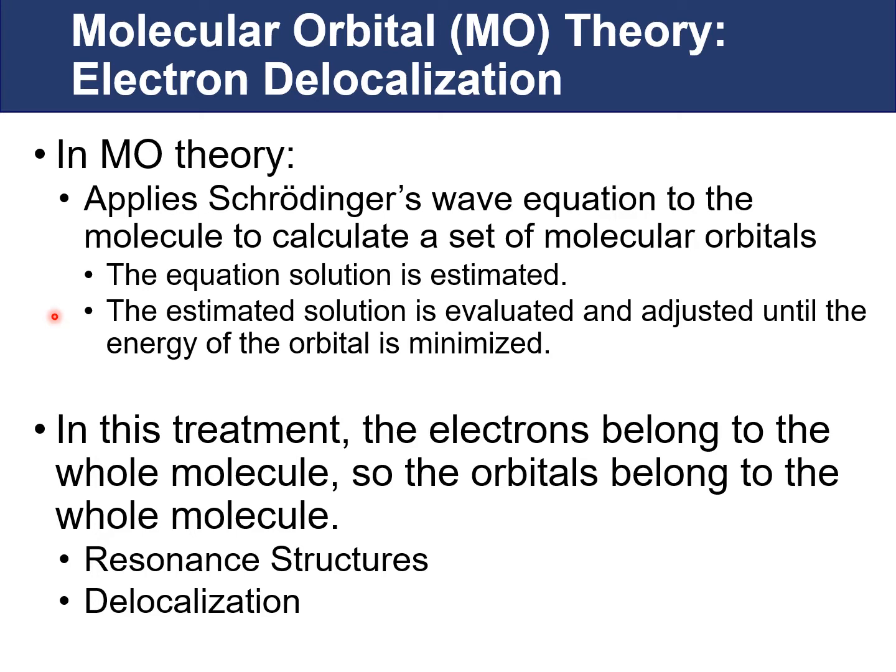One of the ways that molecular orbital theory differs from valence bond theory is that it treats electrons as belonging to the whole molecule, so that the orbitals belong to the entire molecule, not just being made up between two atoms that are bonding together. This enables us to describe more properly the phenomena of resonance structures as well as account for delocalization of electrons through multiple adjacent double bonds.